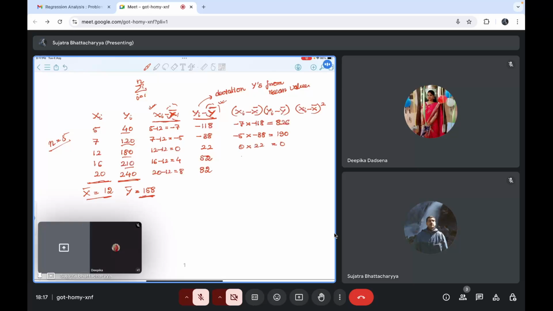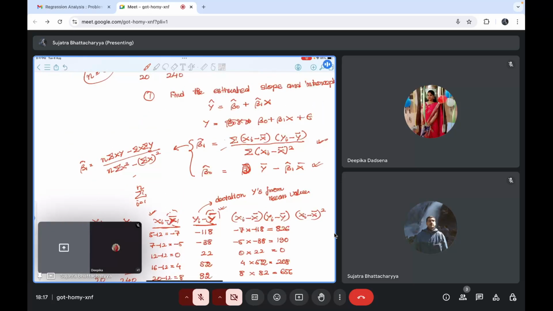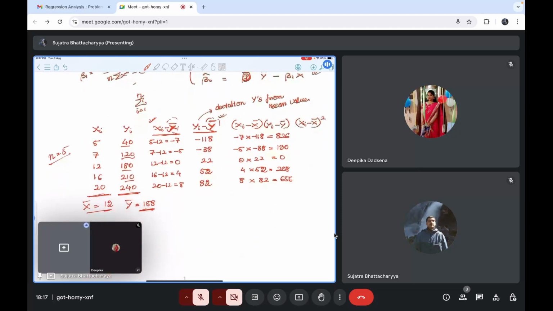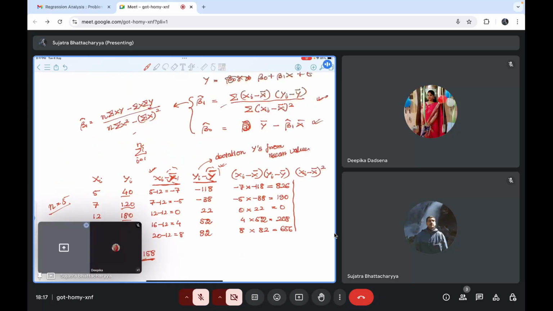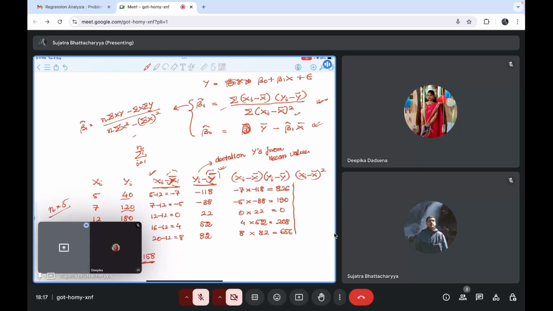Next, it is 4 into 52, which comes out to be 208. And the last, 8 into 82, is about 656. Right? So the numerator term, the summation of xi minus x bar into yi minus y bar, is already done. Now what we have to do is sum all this. That's all. Okay. And in the denominator, you find xi minus x bar whole square.